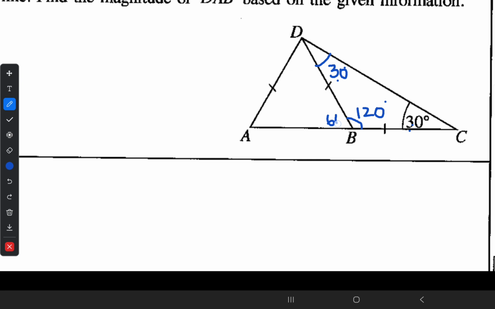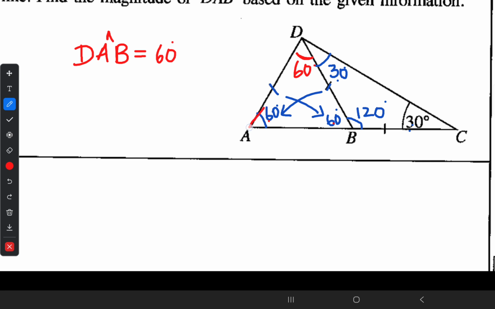This is 60. If this is 60, look at this, this is another isosceles triangle. So angles opposite to the equal sides are also equal. If this is 60, this also would be 60. Interior angle sum in a triangle would be 180. So already these two angles are 60 and 60, so this one also would be another 60. The question is to find the magnitude of DAB. DAB equals 60 degrees.